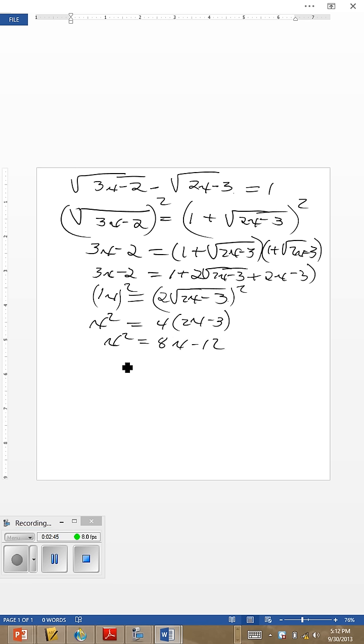Let's bring everything to one side. Looks like it's going to factor. X squared minus 8x plus 12 equals 0. Okay? Looks like we can factor that as what? X minus 2 and x minus 6. Okay, so that gives rise to x equaling 2, x equaling 6.